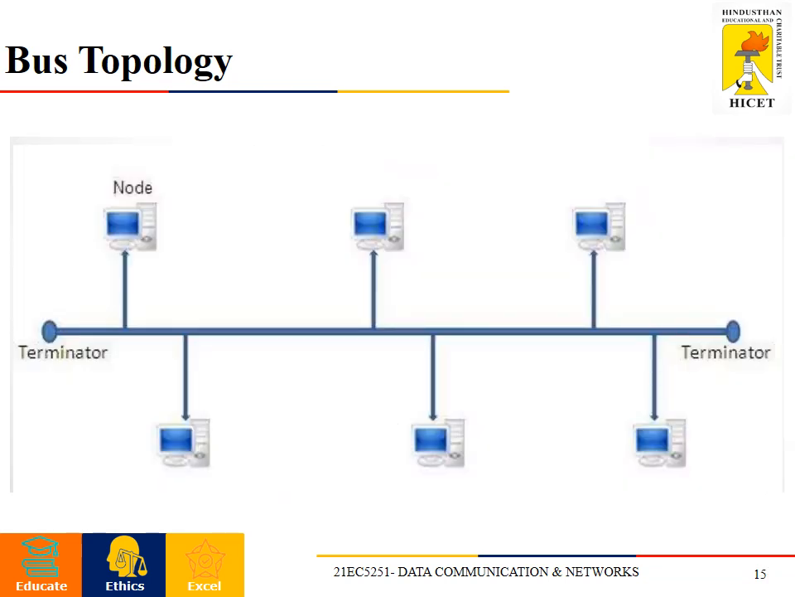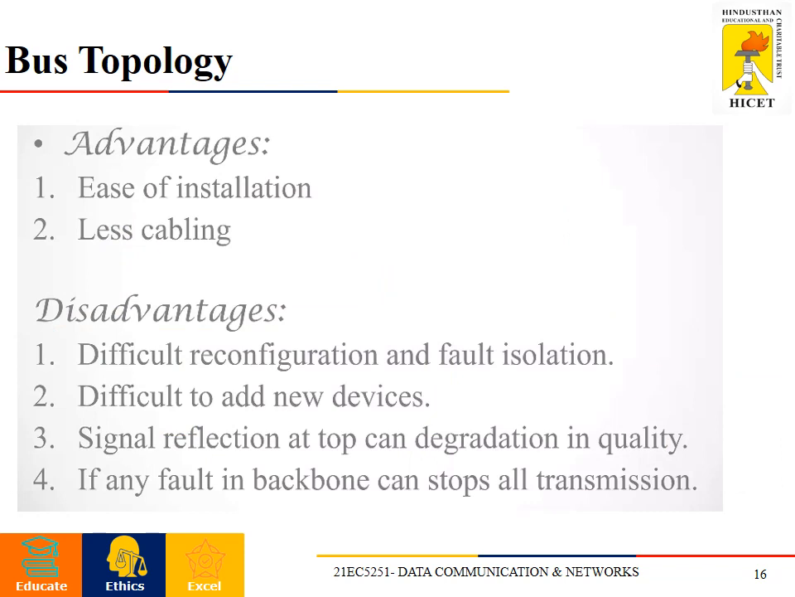This is the diagrammatic representation of bus topology. Here the terminator is where all the nodes are connected. And some advantages: it is easy to install and needs less cabling. And some disadvantages: it is difficult to reconfigure and isolate faults, and it is also difficult to add new devices. Signal reflection at the tap can cause degradation in quality. Any fault in the backbone can stop all transmission.